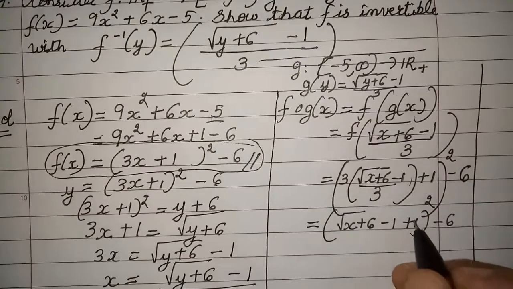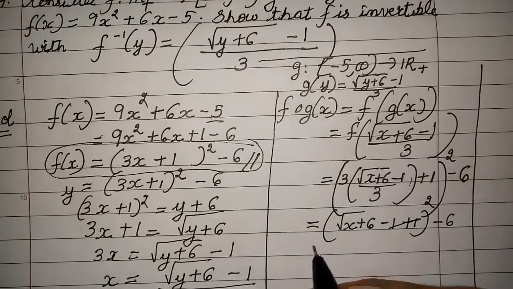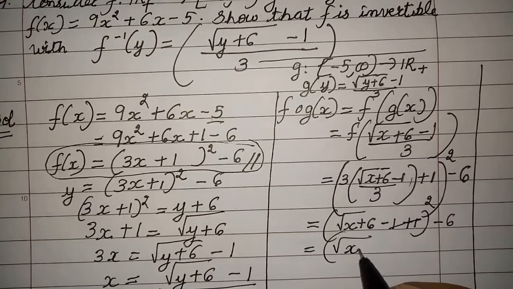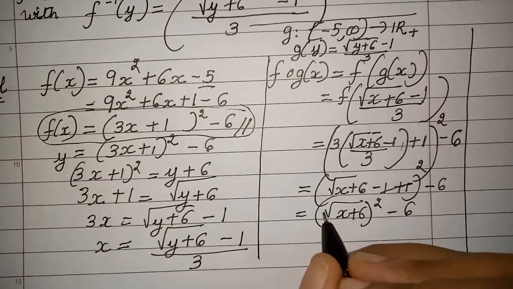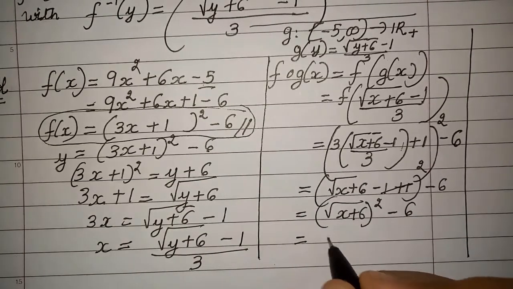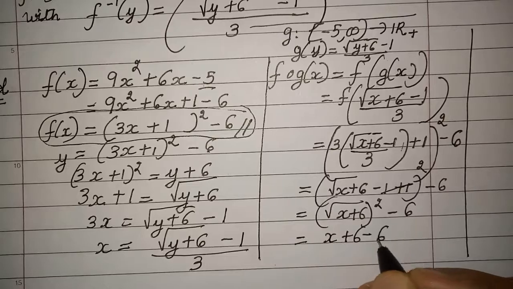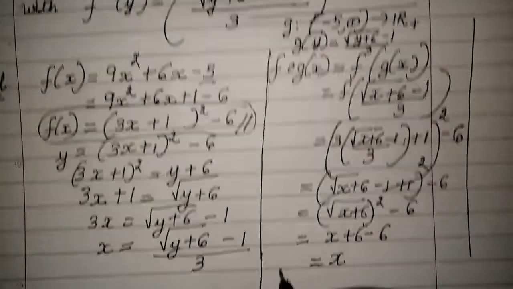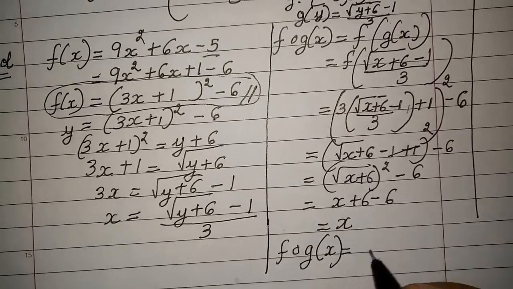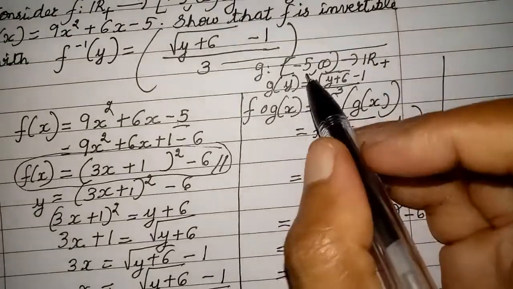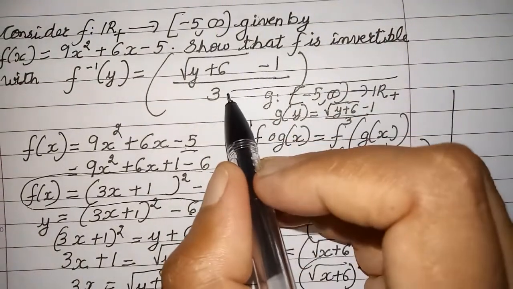So we will get here, similarly, this and this will get cancelled. So you are left with root of x plus 6 the whole square minus 6. Again, square, root and 2 get cancelled. x plus 6 minus 6 is going to be x. So I am able to prove, children, f composite g of x is x under my choice of g of y as given in the question.